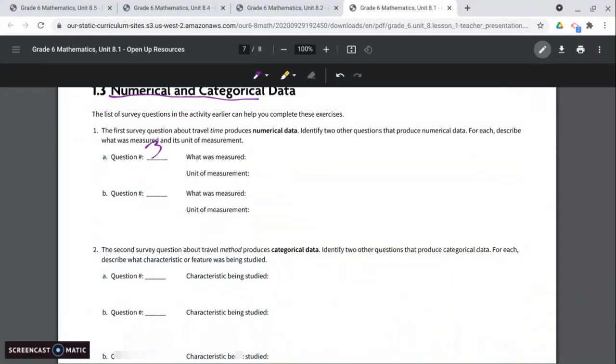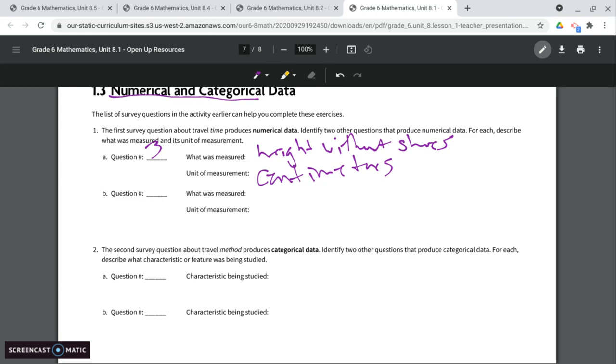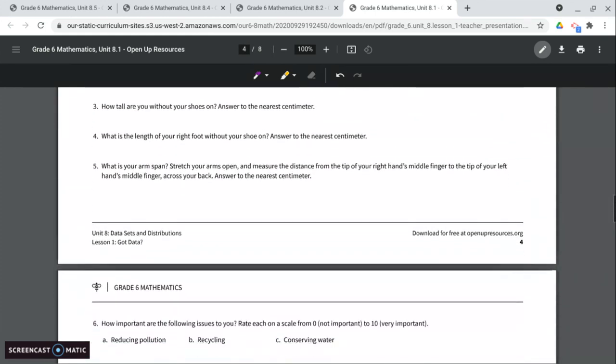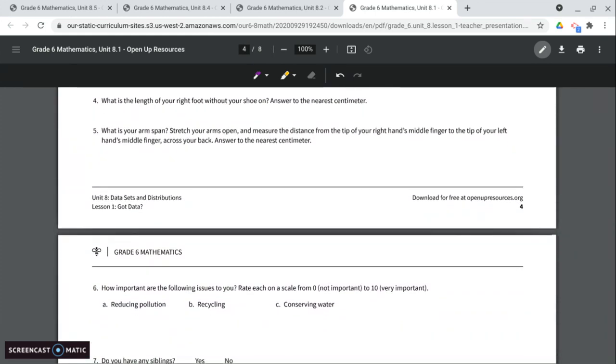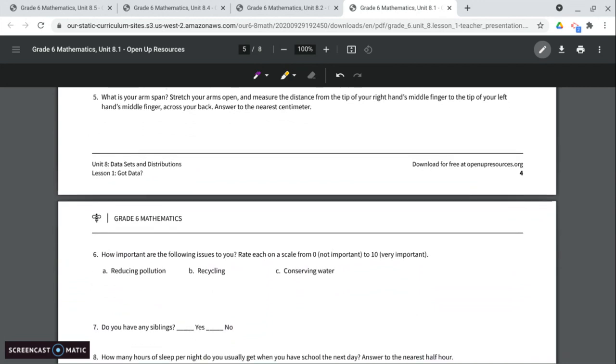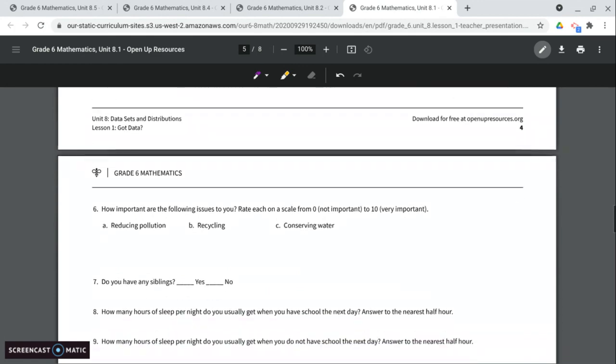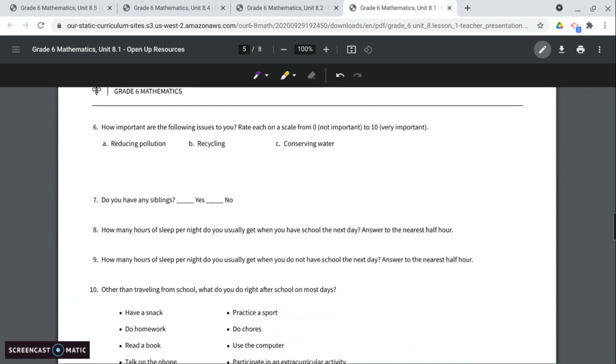So 3. What was measured? Height without shoes. Unit of measurement is in centimeters. Now, another one that is numerical. What is the length of your right foot without your shoe on? That's numerical, so 4 is numerical. 5, what's the length of your arm span? Stretch your arms open and measure the distance from the tip of your right hand's middle finger to the tip of your left hand's middle finger across your back. Is that going to be a numerical amount? Yep. So 3, 4, 5, those are all numerical.